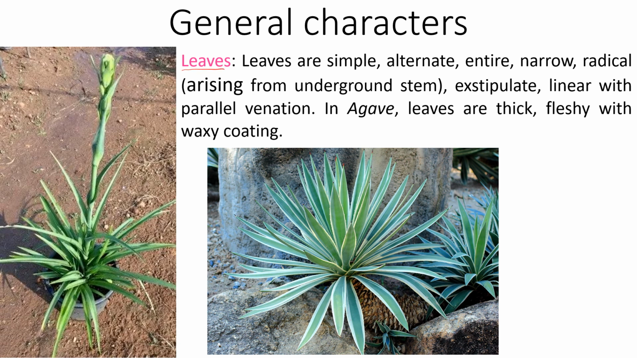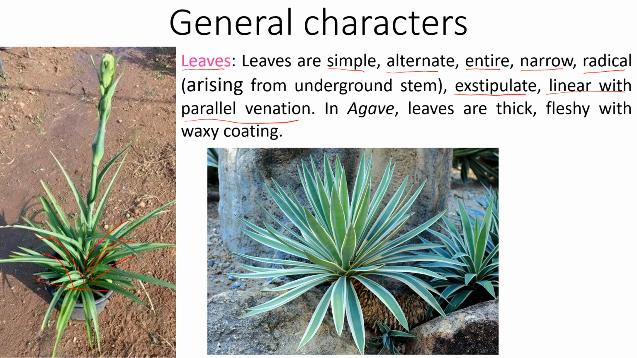Leaves are simple, alternate, margin is entire, they are narrow and radical. I just told you what radical bearing of leaf is. This is the ground level and leaves are arising from the underground part. Similarly, in this picture, you can see that all these leaves are arising above the ground, held by the underground persistent part. They are exstipulate, meaning without stipule. They are linear with parallel venation.